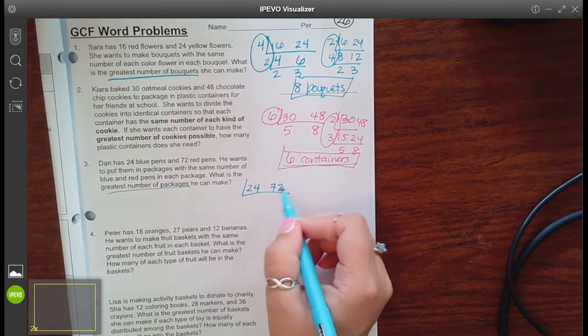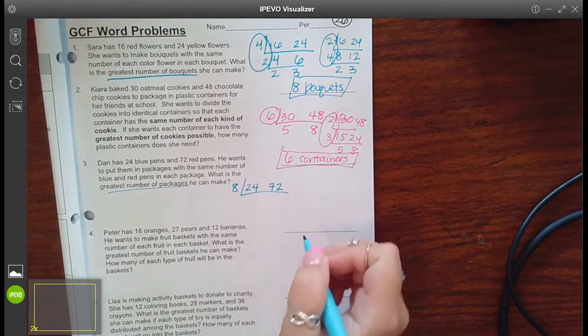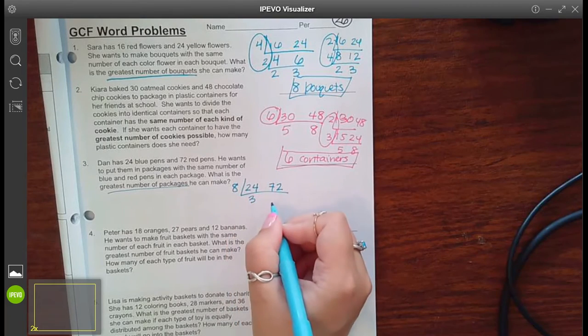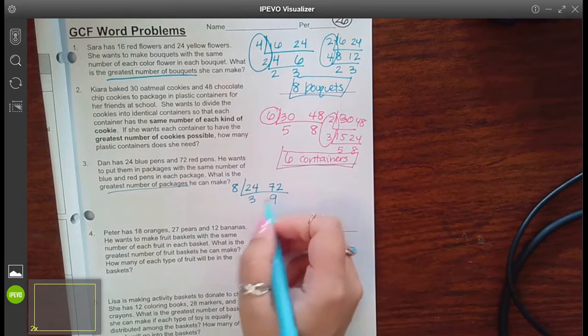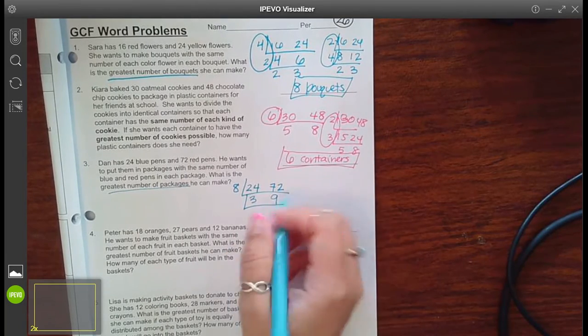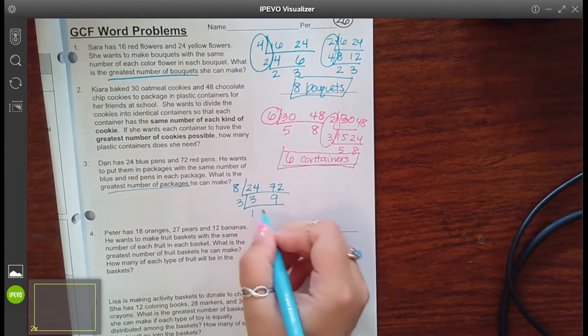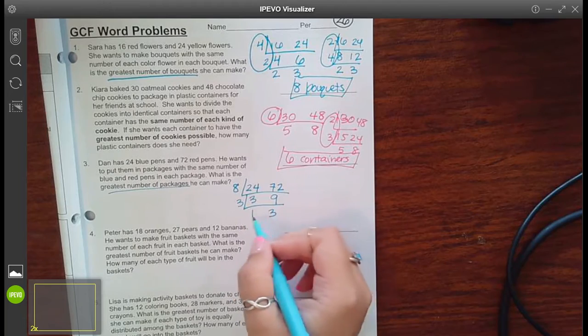I see this 72, and I know 8 times 9. 8 can also go into 24, so let's pull out an 8. 8 times what is 24? 3. And 8 times what is 72? We said 9. Can I keep going? Yeah, what can go into both 3 and 9? 3 can. 3 times what is 3? 1. And 3 times what is 9? 3. Can anything go into both 1 and 3?